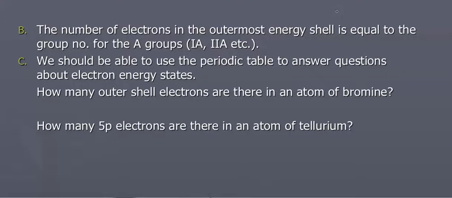For example, how many outer shell electrons are in an atom of bromine? Well, bromine is in group 7A, so it will have 7 valence electrons. How many 5p electrons are in tellurium? Tellurium's in group 6A, so it's going to have 6 valence electrons, but if I'm looking specifically at 5p, tellurium ends in 5p4.